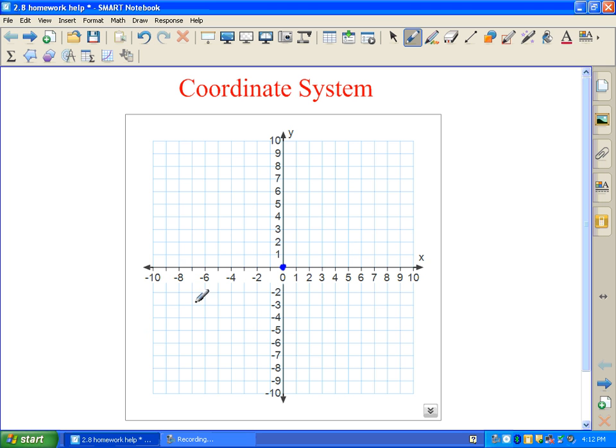Now you notice that this is broken into 4 different sections, and we call those the quadrants, and they're labeled with Roman numerals. The top right here is quadrant number 1. The top left is quadrant number 2. The bottom left is quadrant number 3. And the bottom right is quadrant number 4.